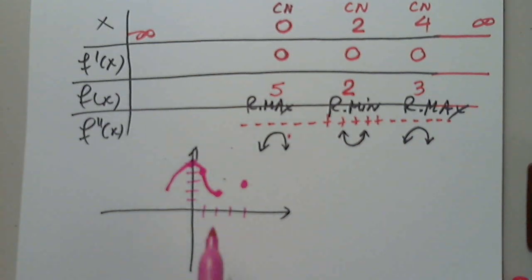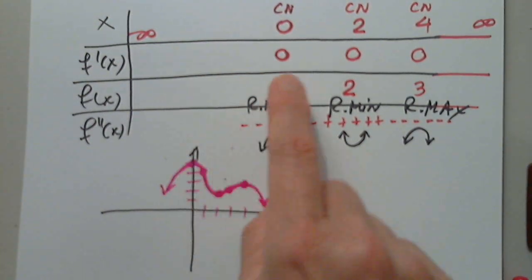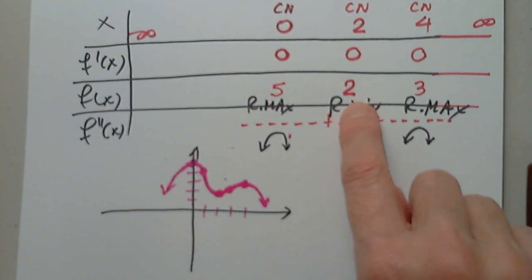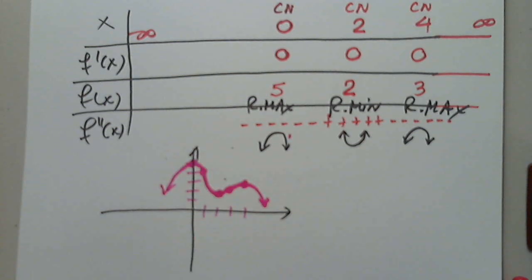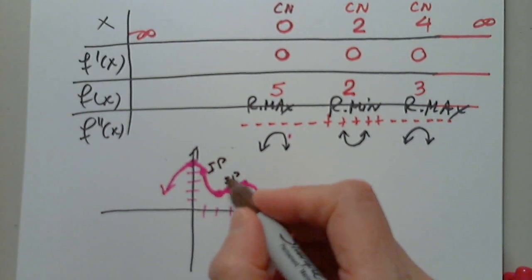And then it has to change concavity again somewhere because it comes to a relative max and does this. Opening down to this point, which is a relative max, opening up to the relative minimum. So these have to be inflection points. It must be an IP here, it must be an IP here.